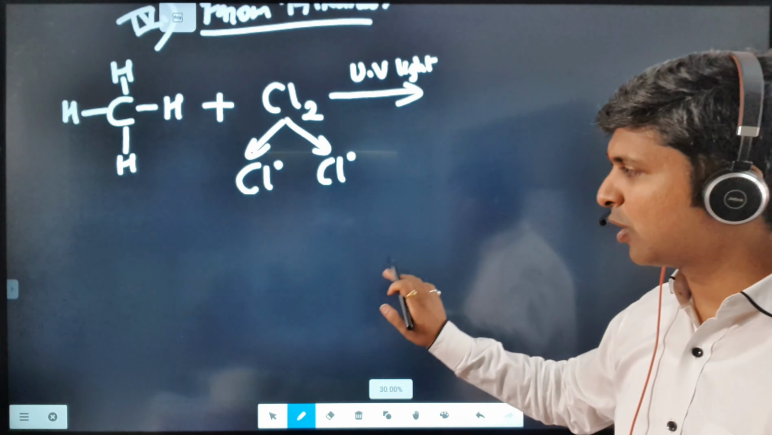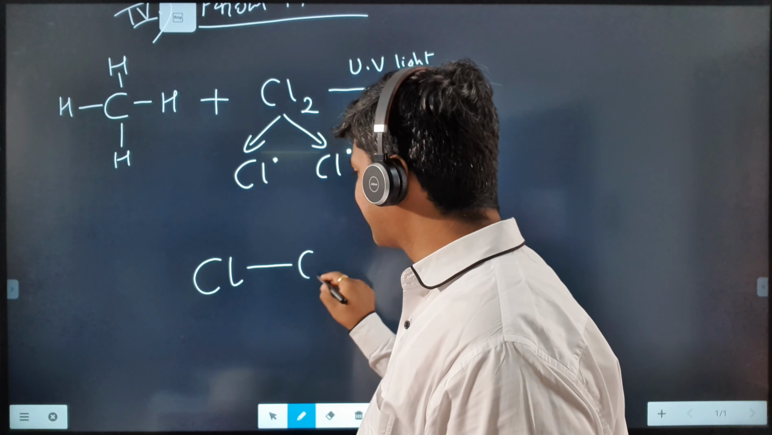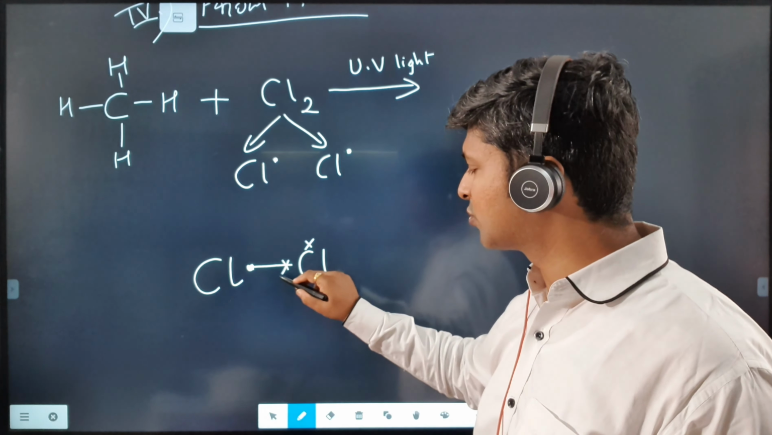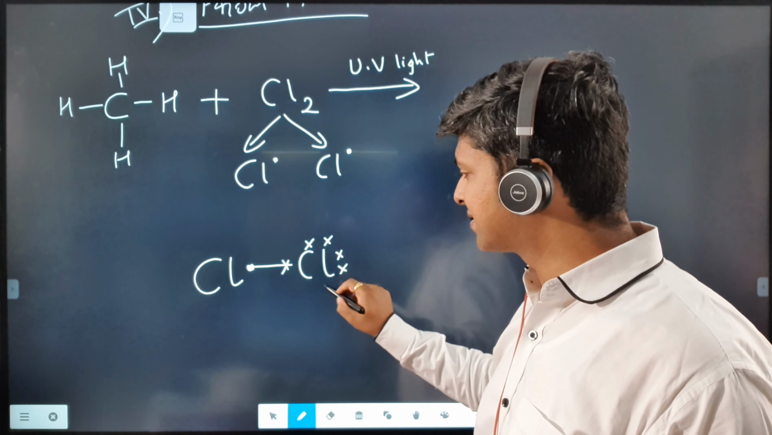I mean, there are two ways of splitting up chlorine, right? The chlorine molecule is something like this. Chlorine's atomic number is 17, electronic configuration 2, 8, 7. So it's having 7 electrons in the outermost shell. You can count over here: 1, 2, 3, 4, 5, 6, 7.